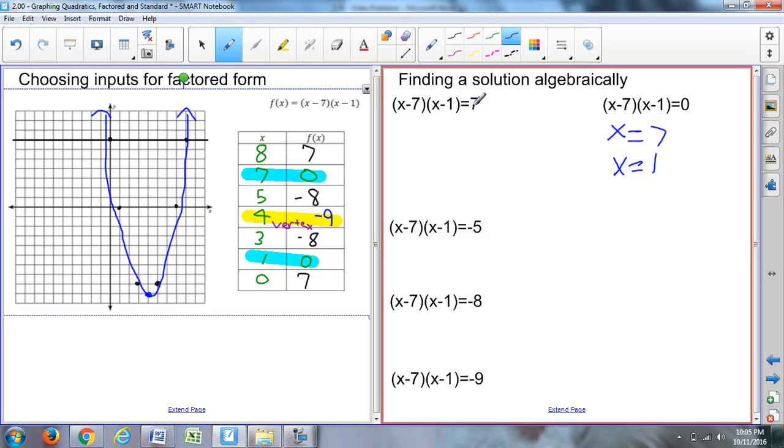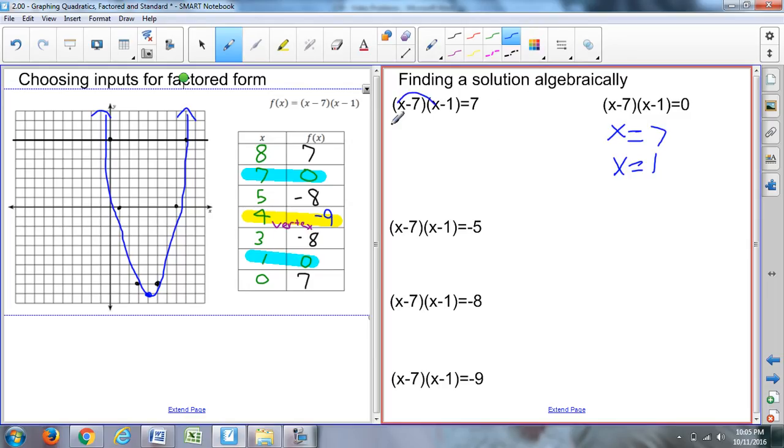But this is not 0. So we want this to become 0. So if I subtract 7 on both sides, that makes that 0, but I don't have anything to combine it with. So we're going to have to change this form so we can subtract 7. And then after we've subtracted 7, we need to get it back to factored form to solve it. So let's see what that looks like.